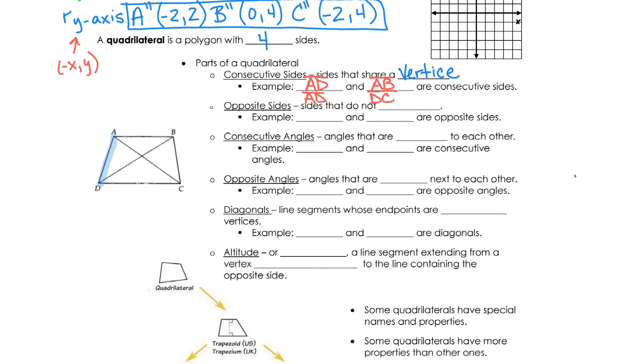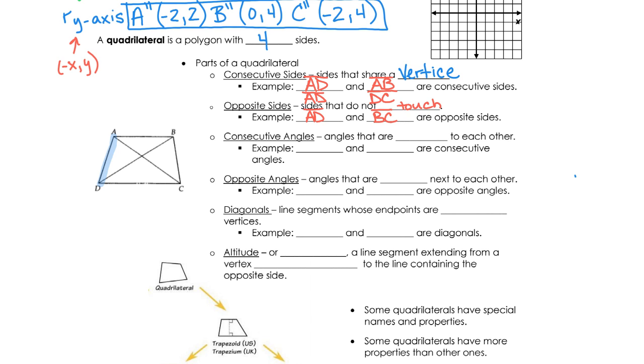Opposite sides would be sides that do not touch. They do not share a vertex, and so if we stay with AD, the opposite side of AD would be BC. Notice they don't have any letters in common, so they're not sharing a vertex. Those would be opposite sides.